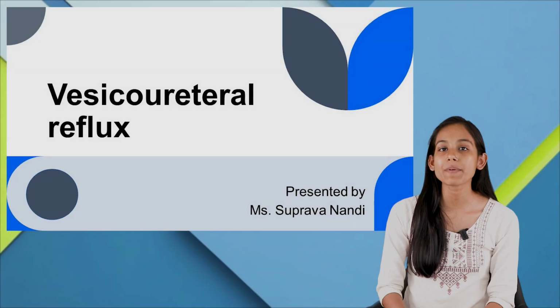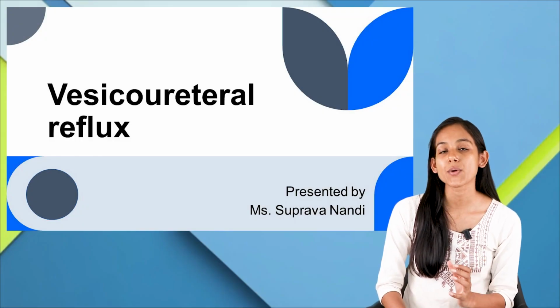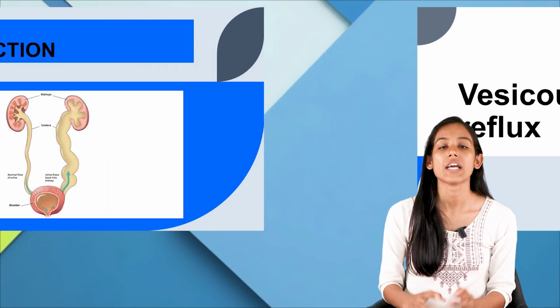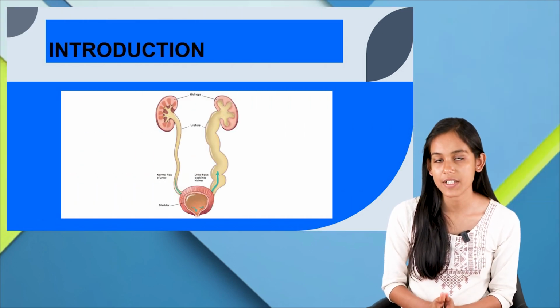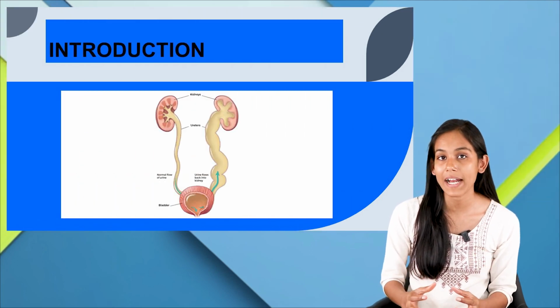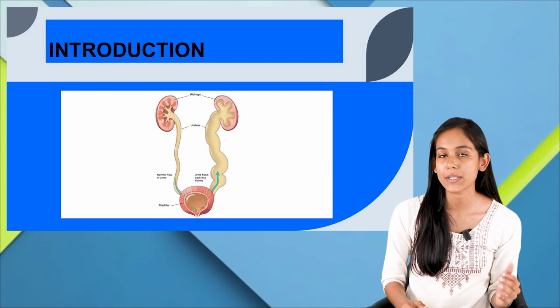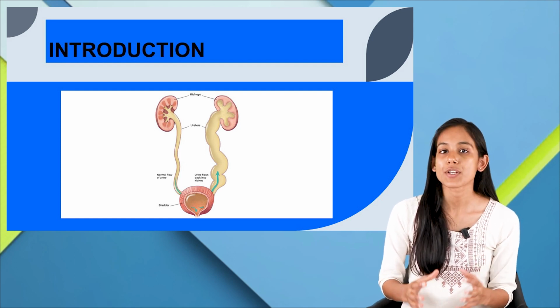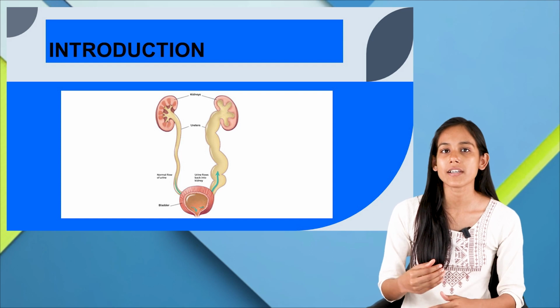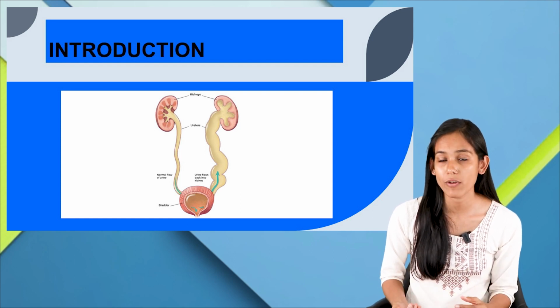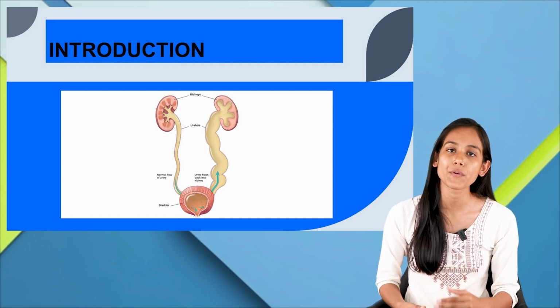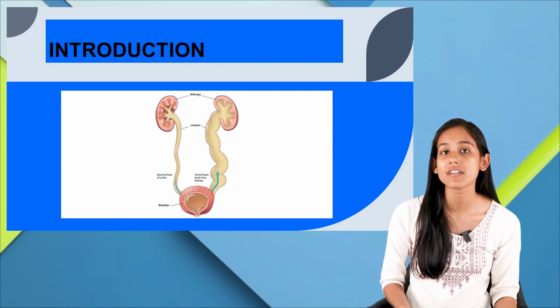In today's session, we will be discussing vesicoureteral reflux. Vesicoureteral reflux occurs when the urine in the bladder flows back to the ureters and the kidneys. So that means here the urine is having backflow. So there is backflow of urine to the ureters and to the kidneys.